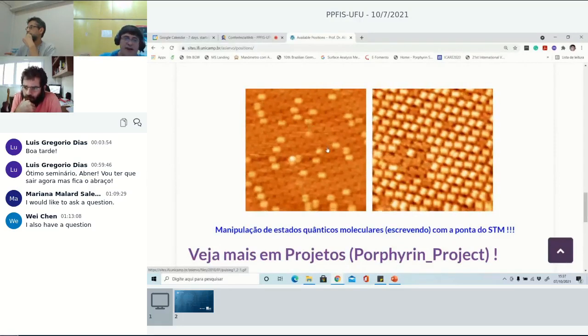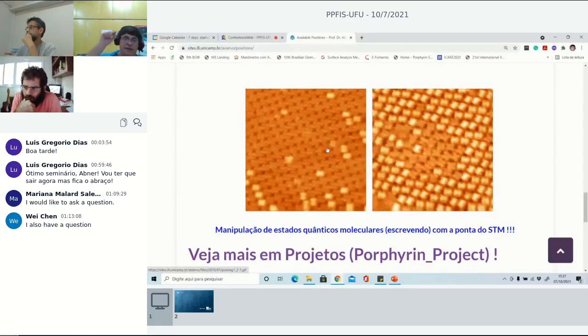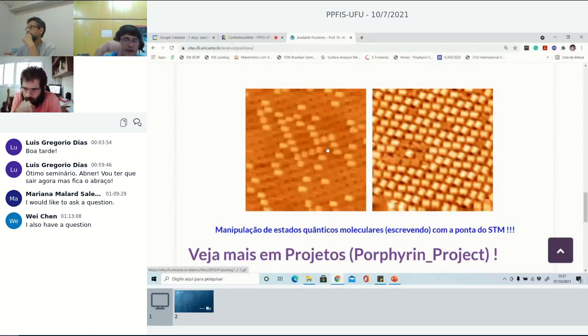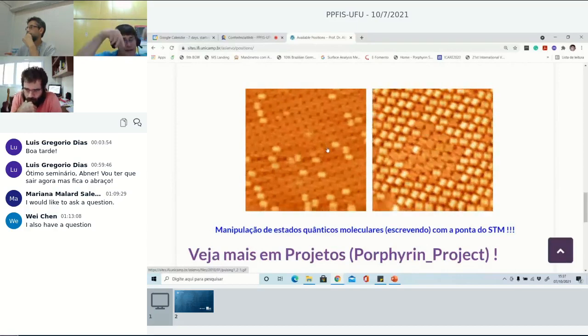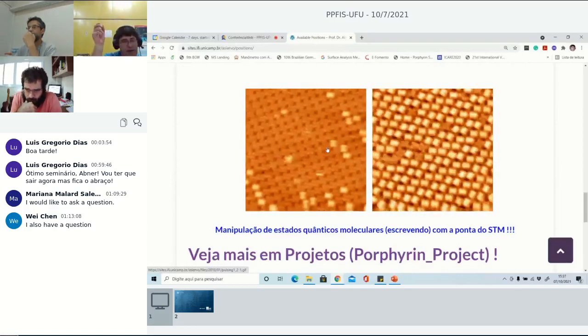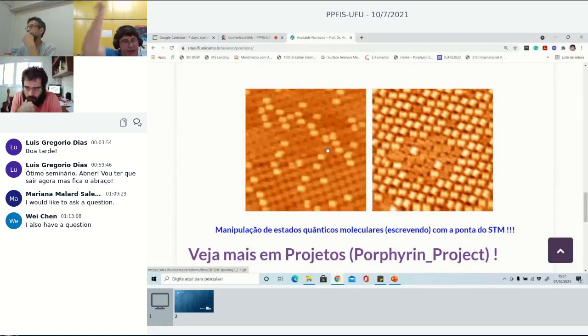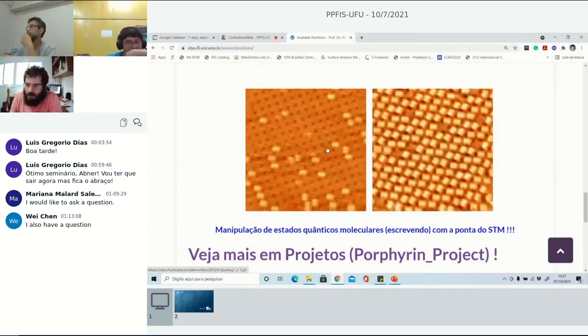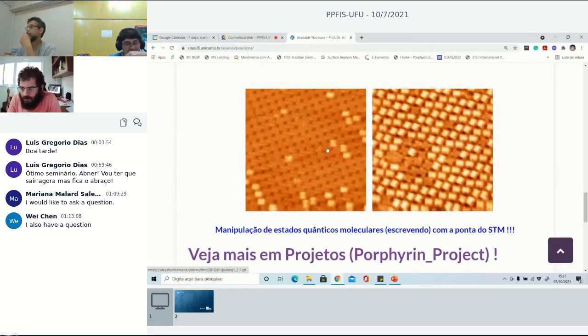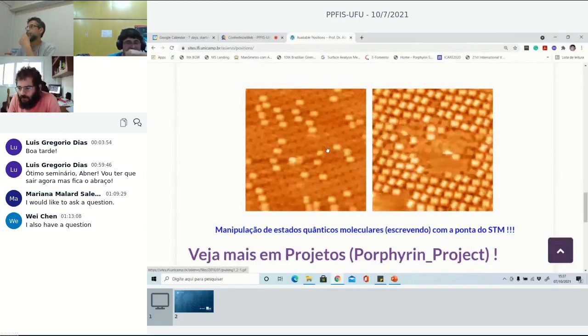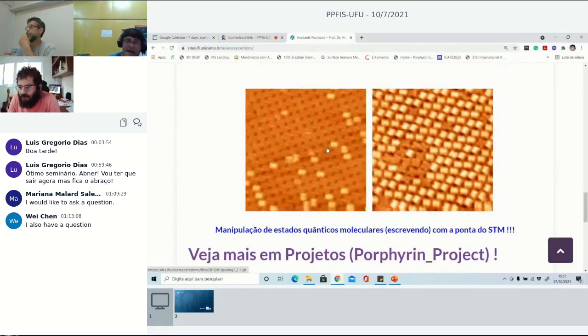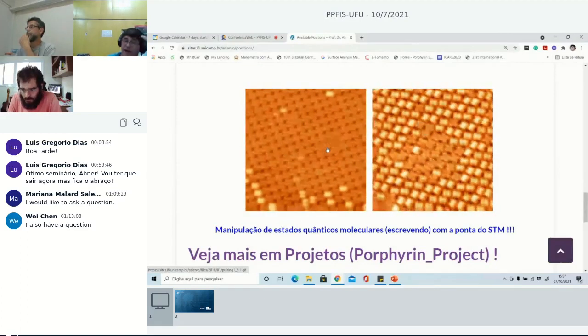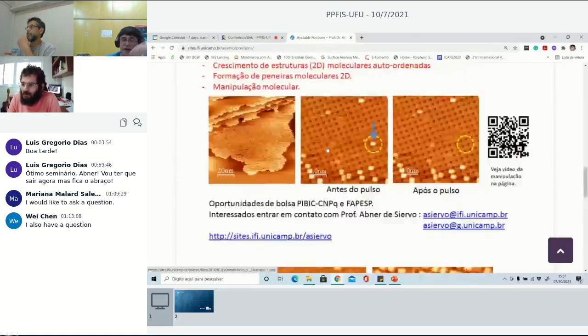That means when we are discharging locally the tip, we are giving energy and we are promoting the methylation. That means hydrogen goes away and the zinc atom goes inside. Nice. It's quite surprising that even at room temperature, you can have high resolution. Yeah, I'd say in some cases we can do that.